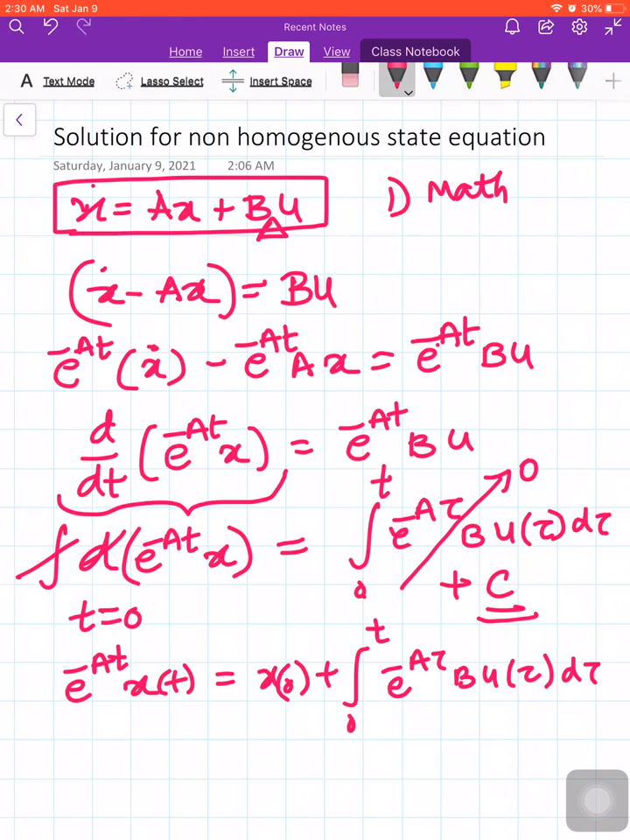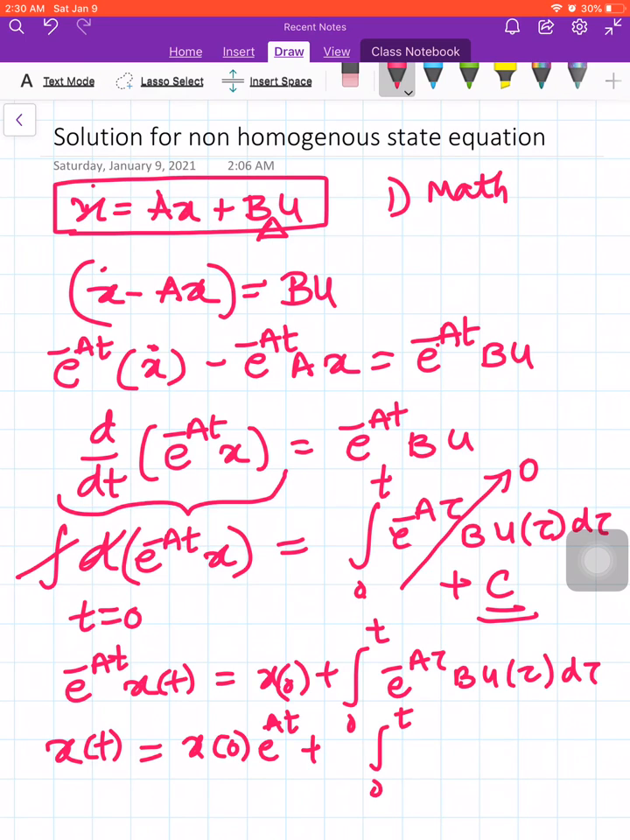So let me just multiply e power at on both sides so that we can end up in the solution that we are expecting. So x of t is equal to x of 0 into e power at plus the integral of e power a of t minus tau b into u of tau d tau. So this is the first part of this tutorial. In the second part, we'll discuss how to arrive at the same solution but from a different approach. Thank you.